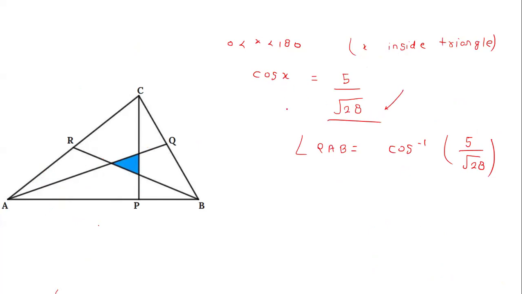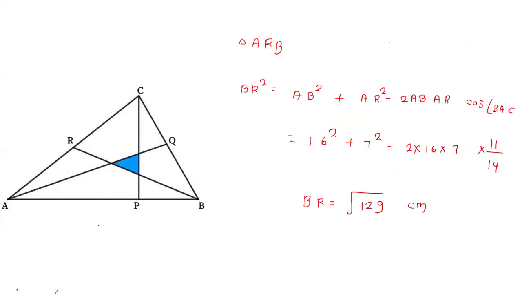And now you take the inverse on both sides. So the angle QAB, which is this angle that we are assuming x, it will come cos inverse of 5 by root 28. Now we also know this angle.